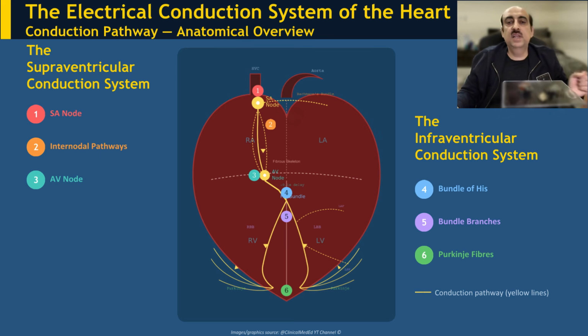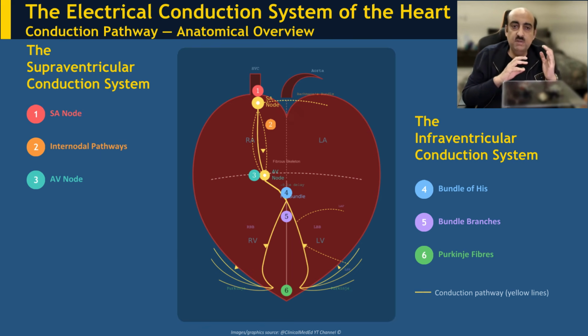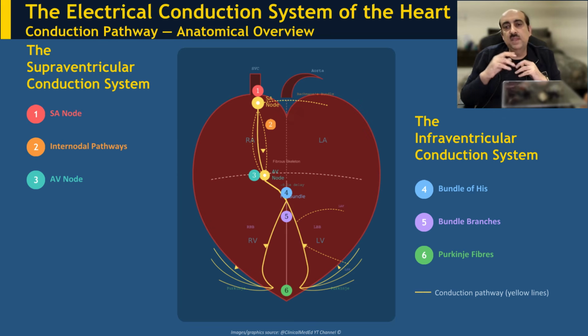In terms of the electrical conduction system of the heart, there are two main pathways: the supraventricular conduction system, which is above the AV node, and that includes the SA node, internodal pathways, and the AV node itself, and the infraventricular conduction system, which is below the level of the atria and the AV node. So that includes the bundle branches, right and left bundle branches, and then finally the Purkinje fibers, which eventually transmit the electrical impulses to the myocardium.